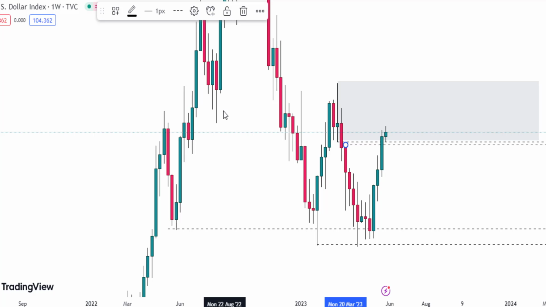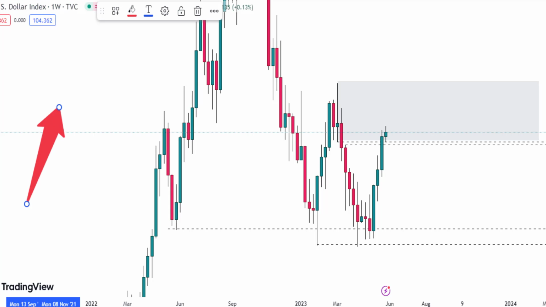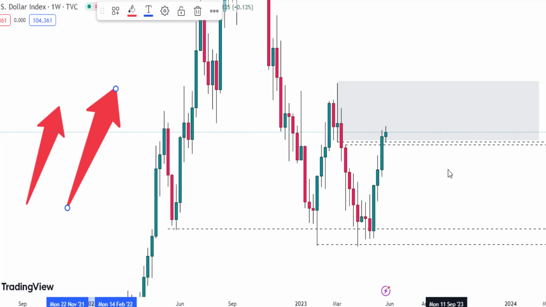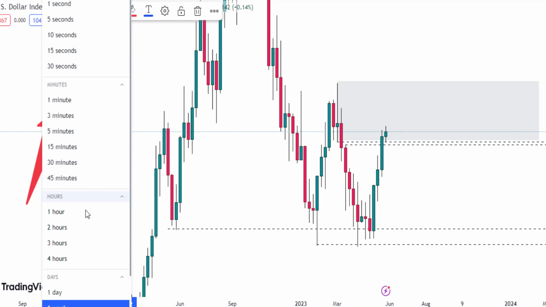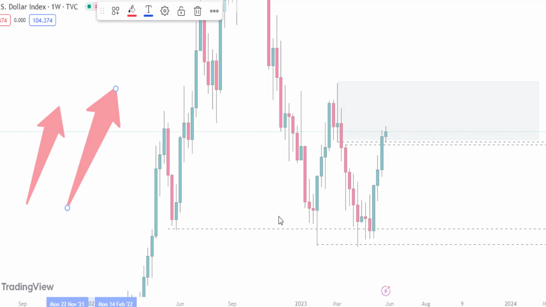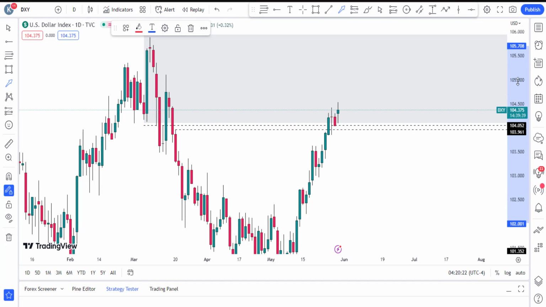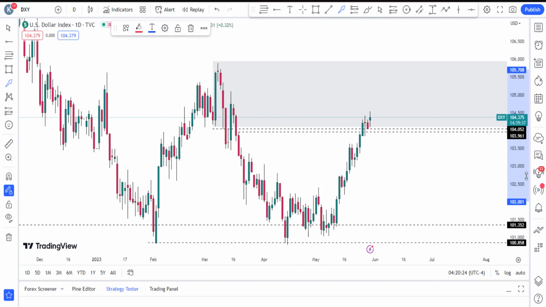So from the monthly we are bullish, from the weekly we are bullish. Now let's put it in order. Monthly we are bullish on the dollar, and then weekly we are also bullish on the dollar. So since we have monthly and weekly, let's check the daily time frame and see what is happening. So we go down to the daily time frame. Now look at what is happening from the daily time frame.